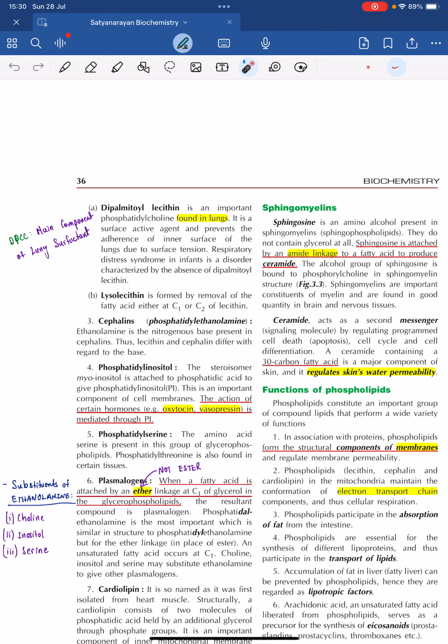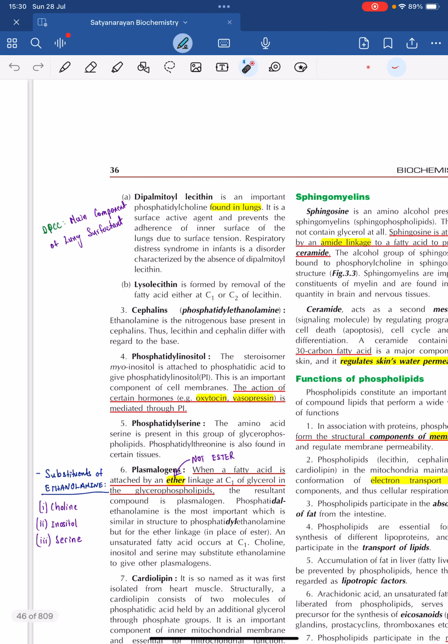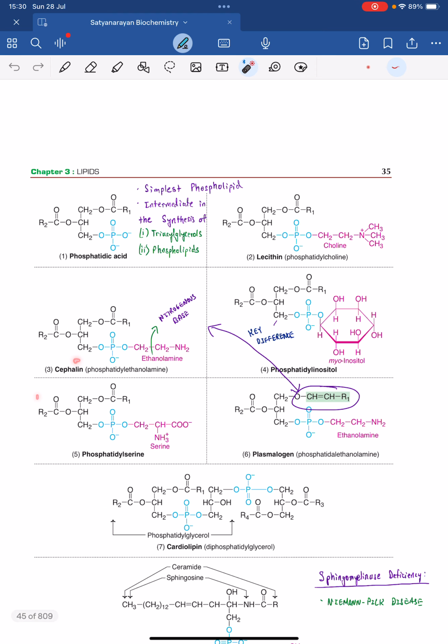Third is cephalin or phosphatidyl ethanolamine. Ethanolamine is a nitrogen base present in cephalins. Thus lecithin and cephalin differ with regard to base. This is the cephalin. Here the nitrogenous base was choline, while here it is ethanolamine.